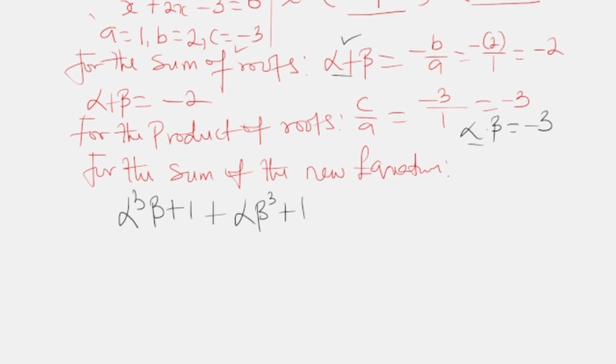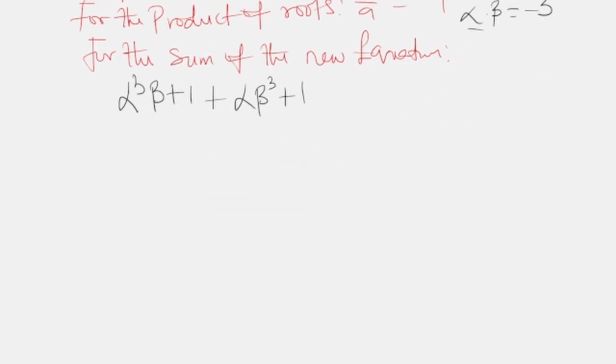Now, how can we do that? Well, since they're adding, let's now add them up. Here I'm going to pick the alpha cubed beta and the alpha beta cubed and put them together. Therefore, we shall obtain alpha cubed beta plus alpha beta cubed. And now we have a 1 plus 1. This is the first one and this is the second one. Now, here we have alpha cubed beta plus alpha beta cubed plus 2, right?